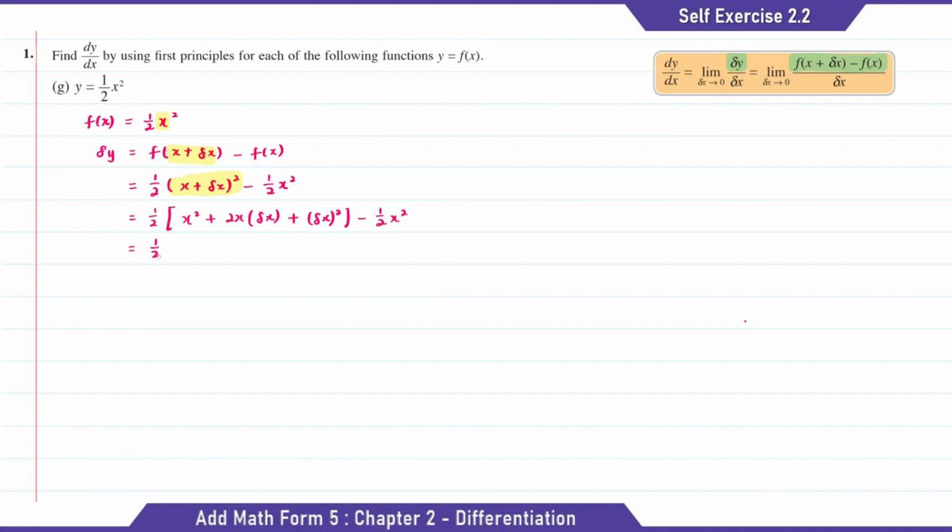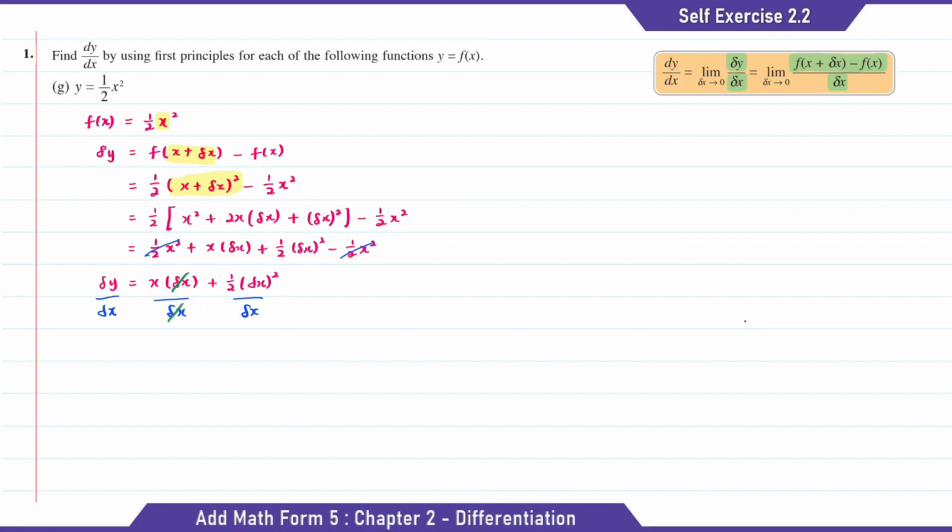Expand this, you're going to get 1 over 2 x squared plus x delta x plus 1 over 2 delta x squared minus 1 over 2 x squared. So 1 over 2 x squared minus 1 over 2 x squared will be cancelled. So delta y is equal to x delta x plus 1 over 2 delta x squared. Next, we're going to divide both sides by delta x.